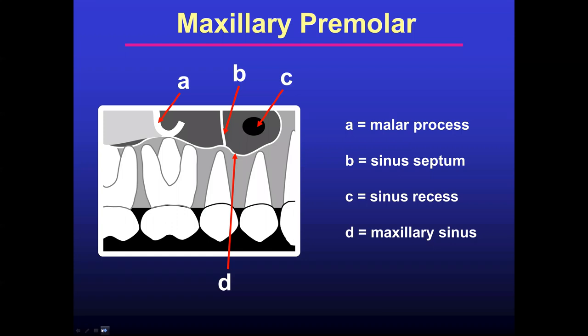So coming to the maxillary premolar region, A indicates the malar process, B is the sinus septum, C is the sinus recess, which is seen as a radiolucency within the radiolucency, and D is the maxillary sinus. We know that the maxillary sinus is seen as a radiolucency in the periapical region of the maxillary premolar and molar region, and the sinus recess is a radiolucency within a radiolucency, which will be darker within the maxillary sinus.